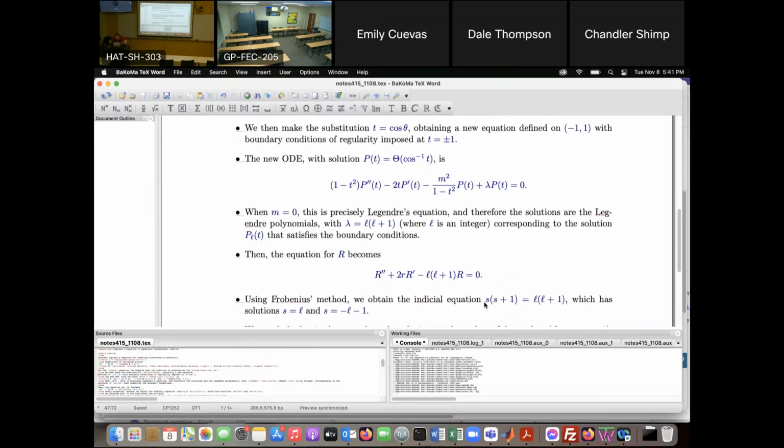So basically what you have here, if you take this L times L plus 1 and move it to the left side, have everything set equal to 0, you get a quadratic equation in S. So you can solve it using the quadratic formula. And these are the two solutions that you get.